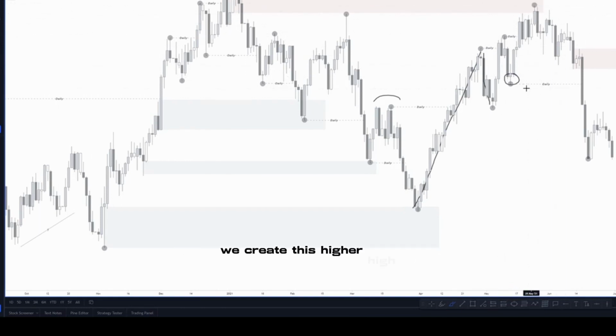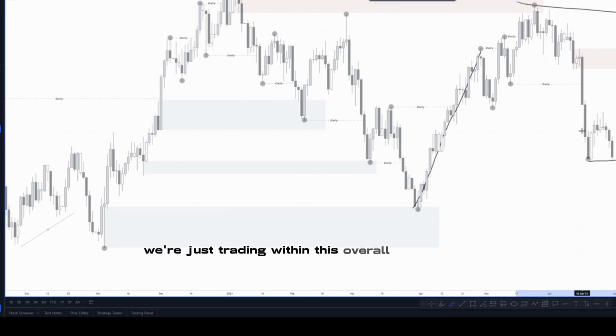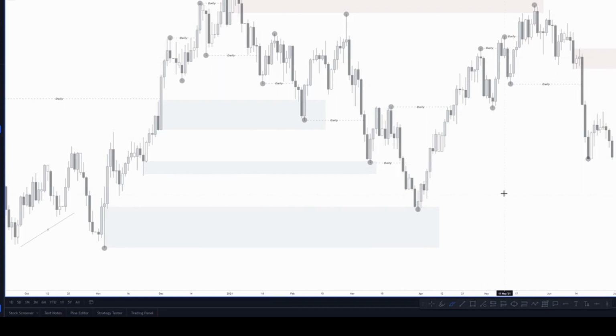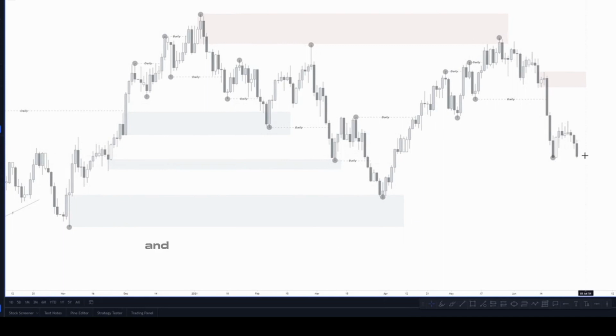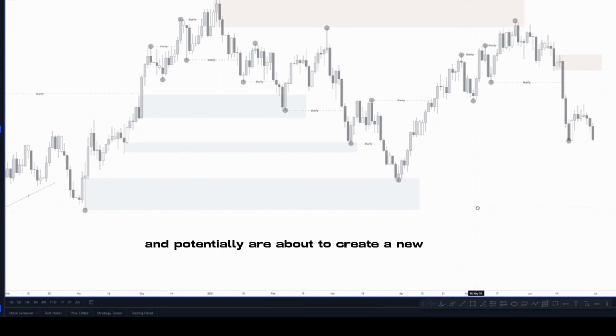We create this higher high, and then what ends up happening is price breaks to the downside, creating a lower low. And at this point in time, we're just trading within this overall price range, waiting to see if price does in fact break this low, creating a new lower low, or if it moves back to the upside. But as we can see right now, we are in a bear trend. We have created a lower low and potentially are about to create a new lower low.